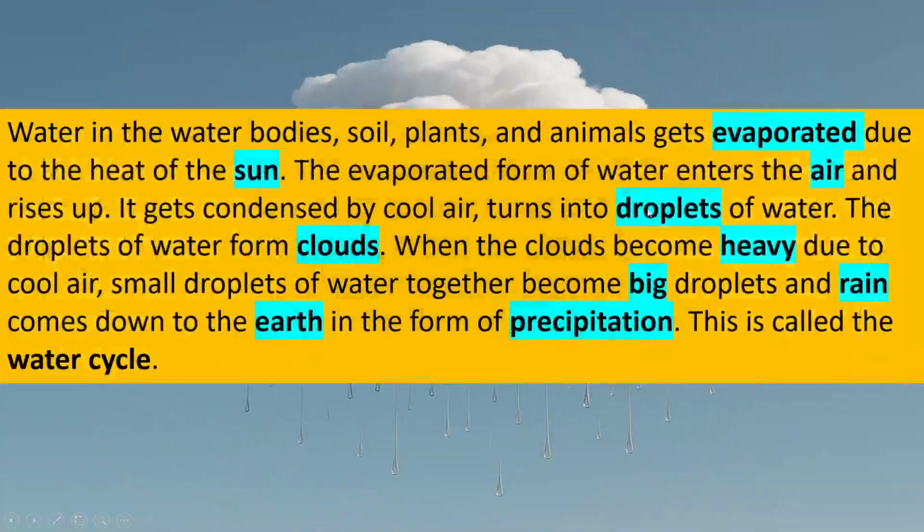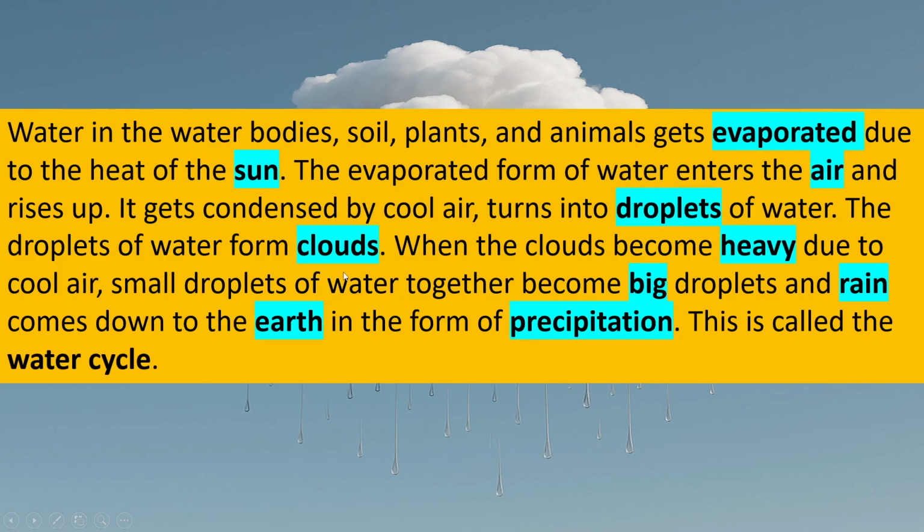This is water cycle. Water in the water bodies, soil, plants, and animals gets evaporated due to the heat of sun. The evaporated form of water enters the air and rises up. It gets condensed by the cool air, turns into droplets of water.